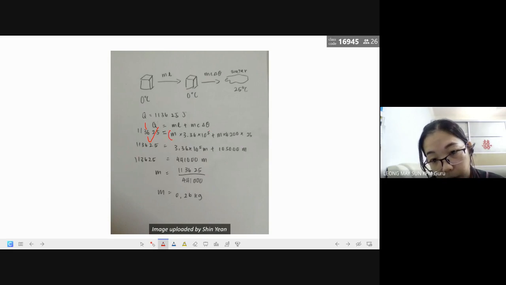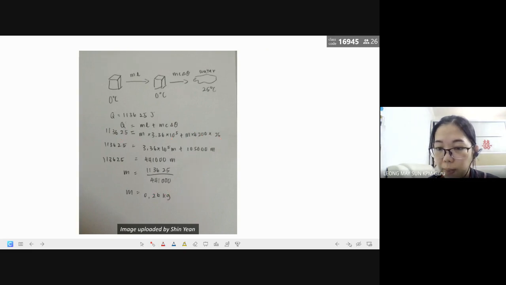Xinyan, be very careful. Please put the brackets over there. Alright, so substitution is there, so the other mark, and then final answer with a unit, 1 mark, 3 marks here.